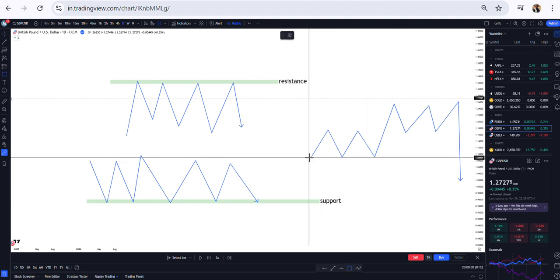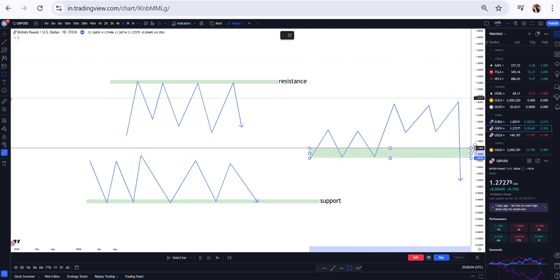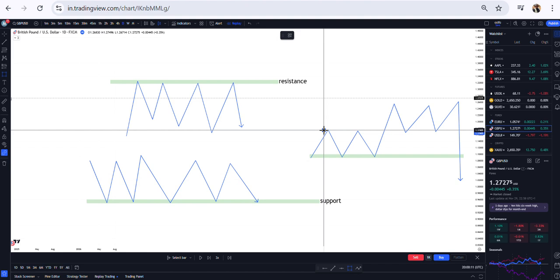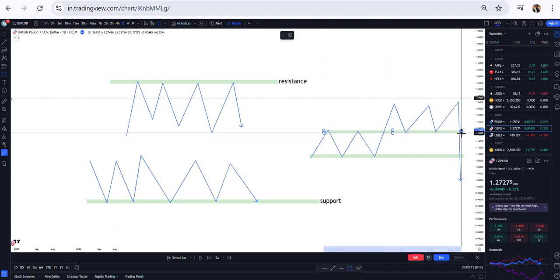Now looking at this, what is this here? This is the support. This is the support level, right? And then this is the resistance. At this point, it was a resistance, right?